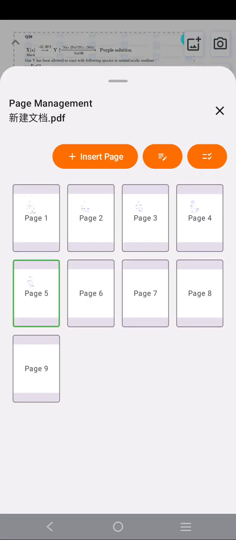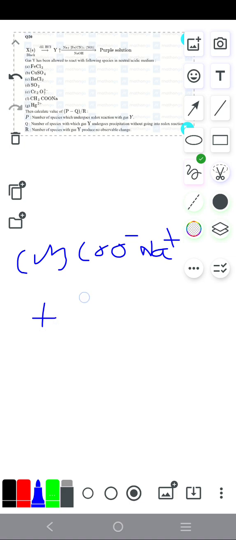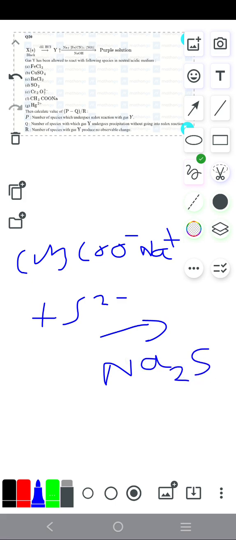Now let's move to the next part, the reaction of sodium, Na+, with S2 minus. It will react to form sodium sulfide, which is again soluble, so there would be no change which we can observe. So this will be under R.